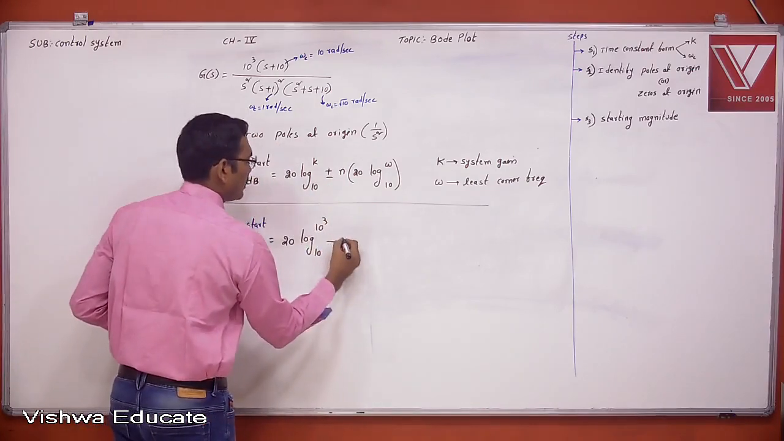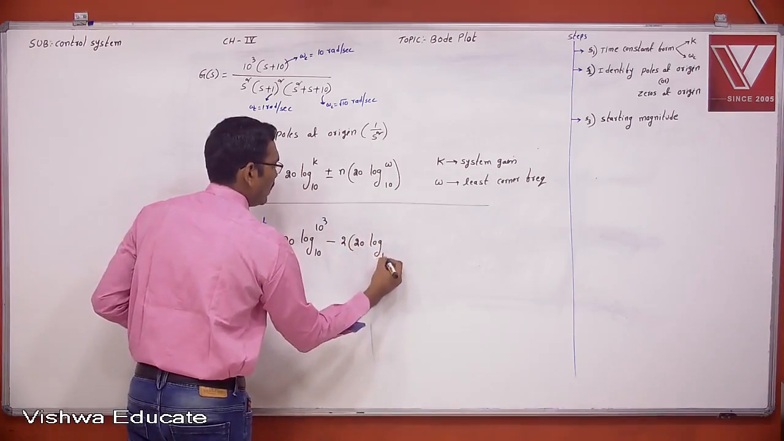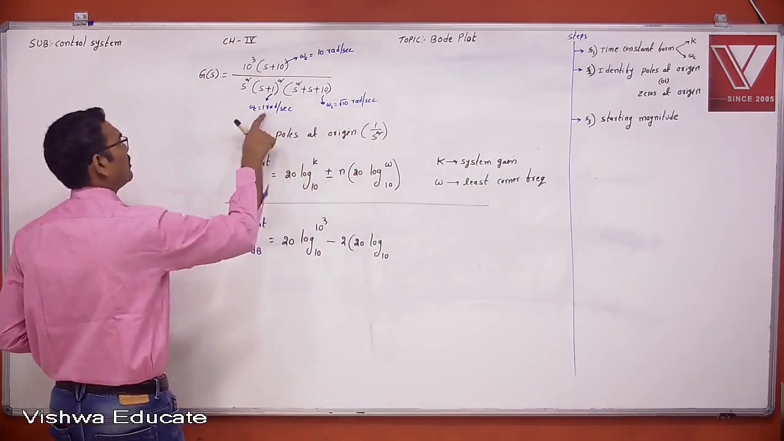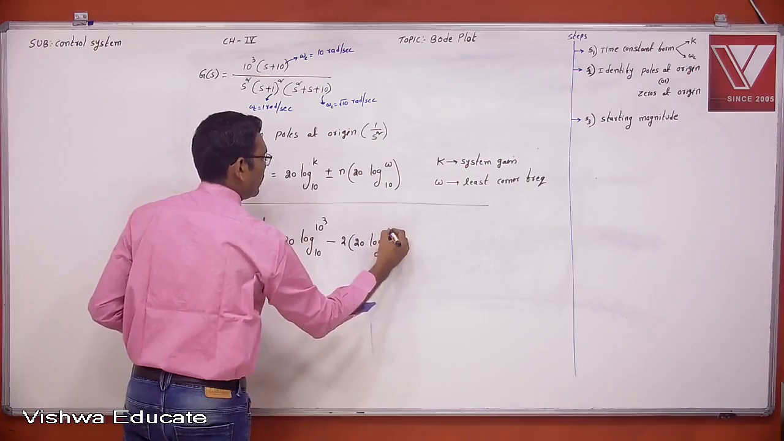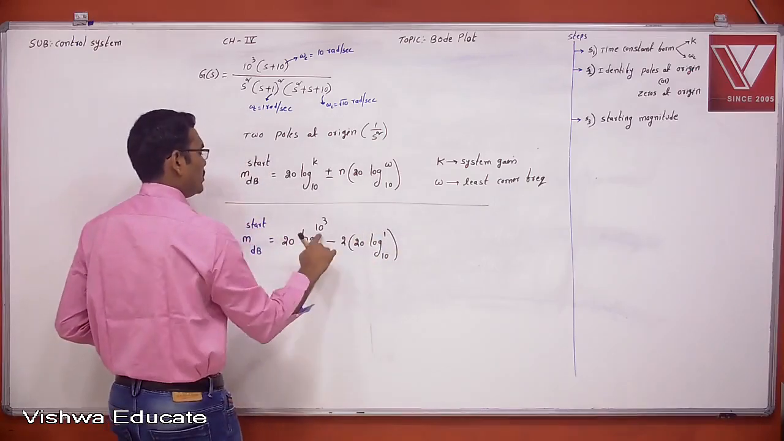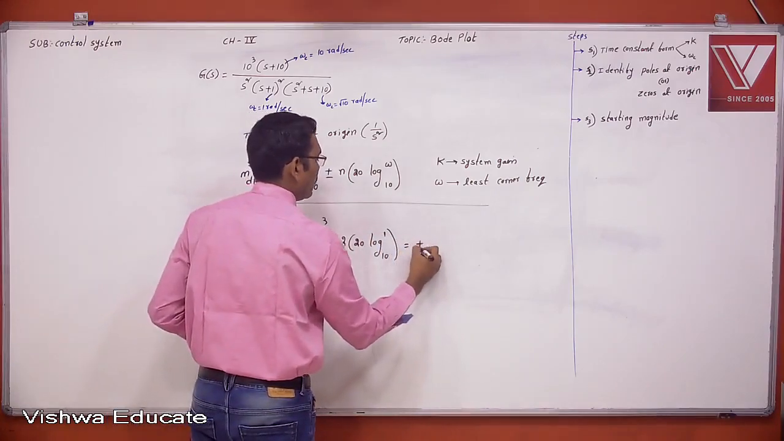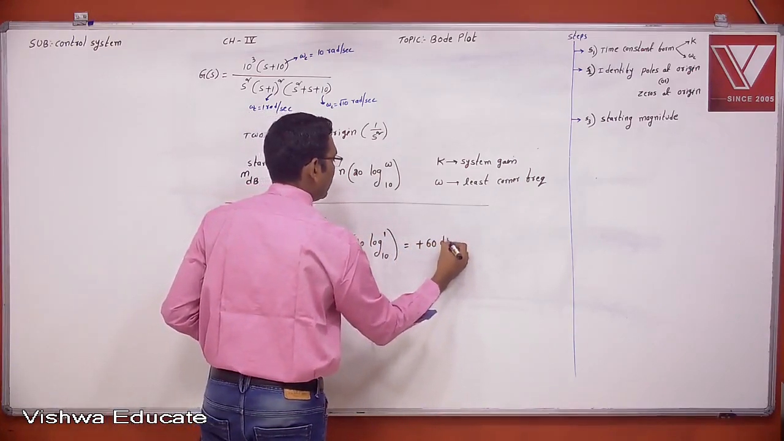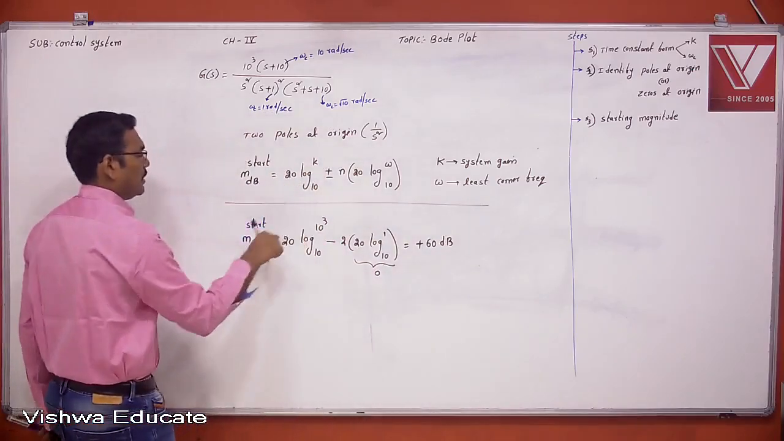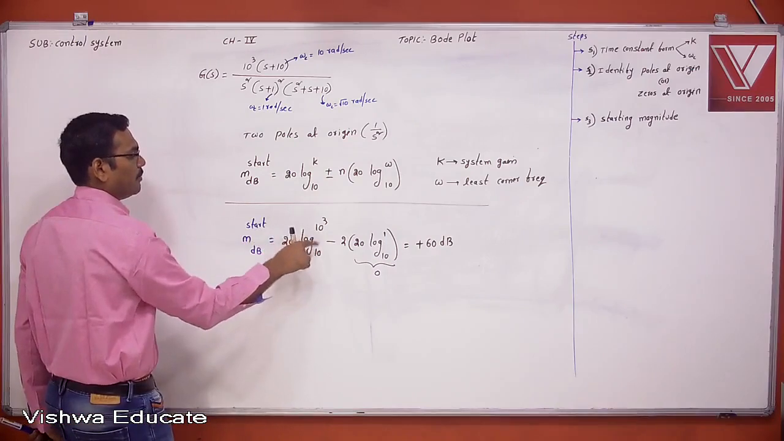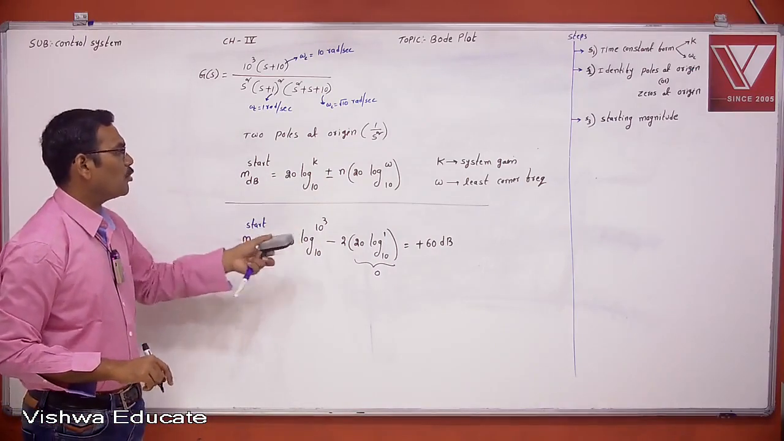There are 2 poles at origin. 2 into 20 log base 10 omega, least corner frequency. Among 1, 10, root 10, the least corner frequency is 1. Therefore log 1 is 0. Now this 3 is nothing but 3 into 20, 60. Therefore plus 60 dB. Log 1 is 0, and 3 into 20 is 60. Log 10 base 10 is 1. So in our problem the starting magnitude is 60 dB.